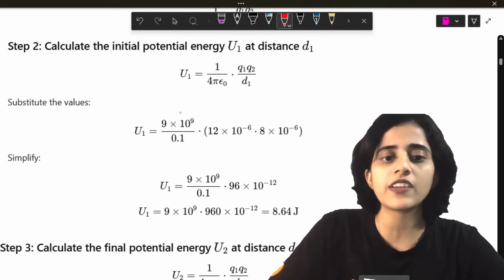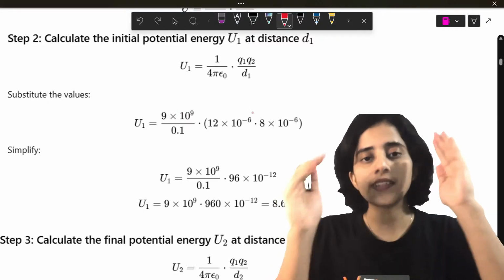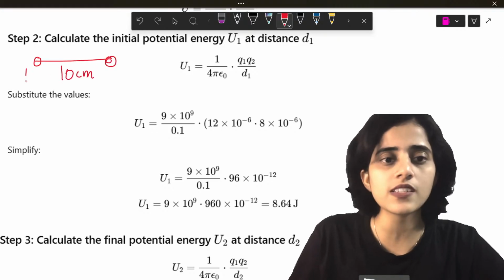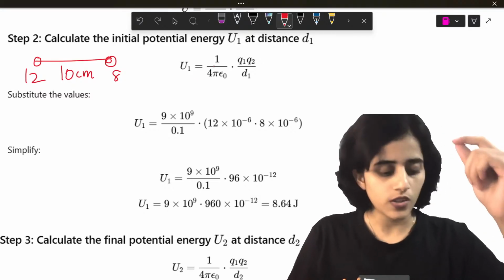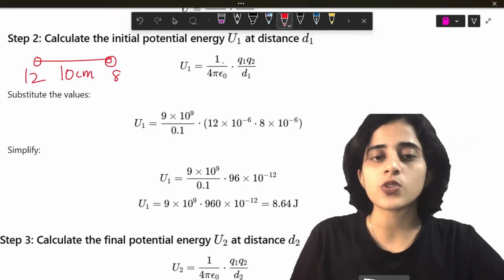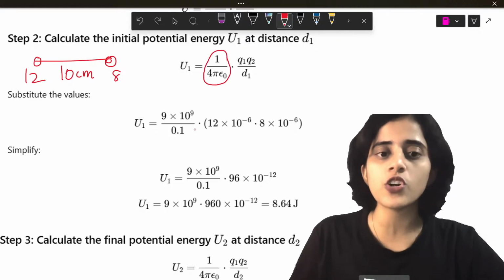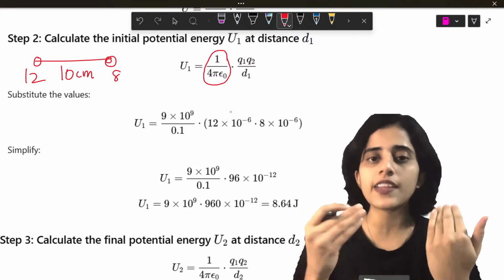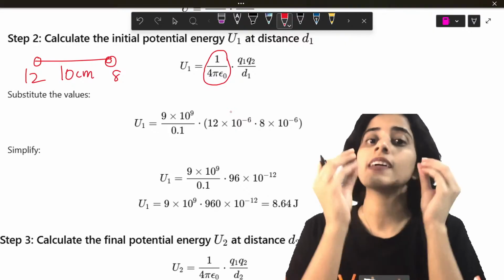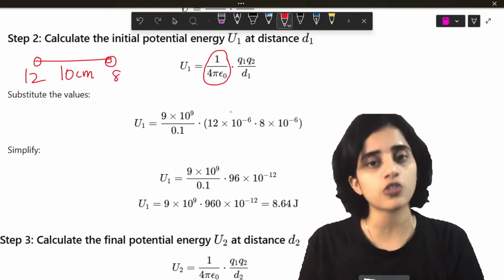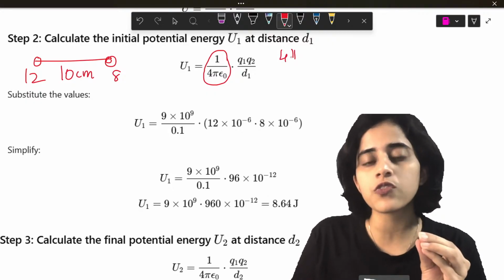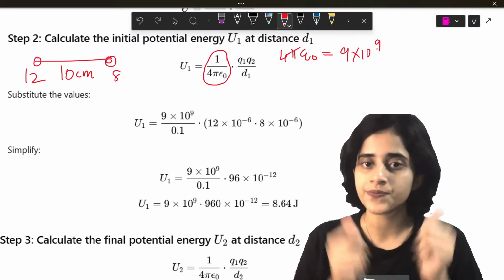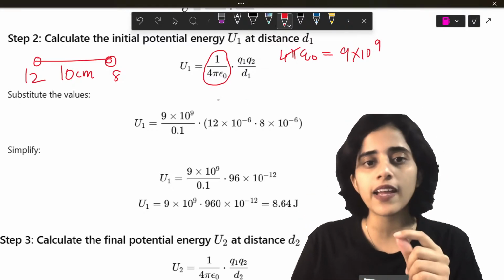First we will find the potential energy of the charges when they are 10 centimeters apart. The charges are 12 and 8. So 1 by 4 pi epsilon 0 is 9 into 10 raised to 9. Instead of learning the epsilon naught value, you have to learn the value of 4 pi epsilon naught. The value of 1 by 4 pi epsilon naught is 9 into 10 raised to 9.